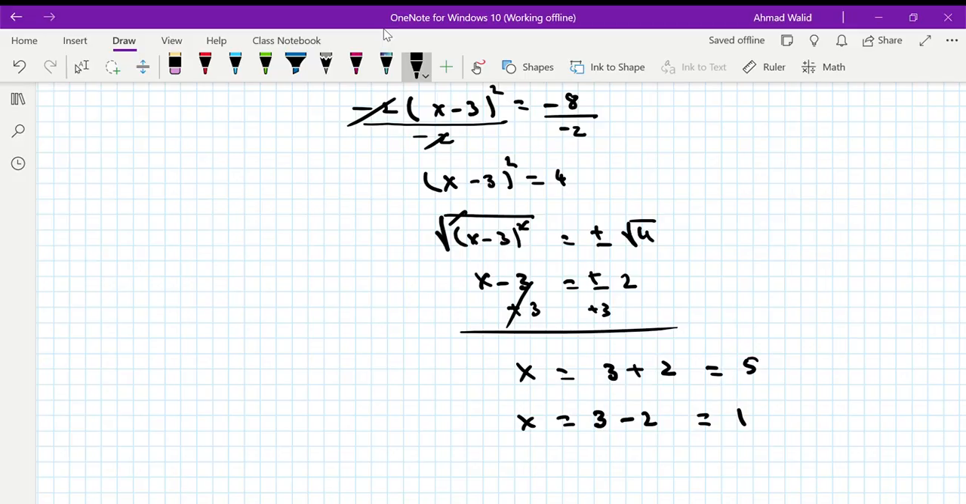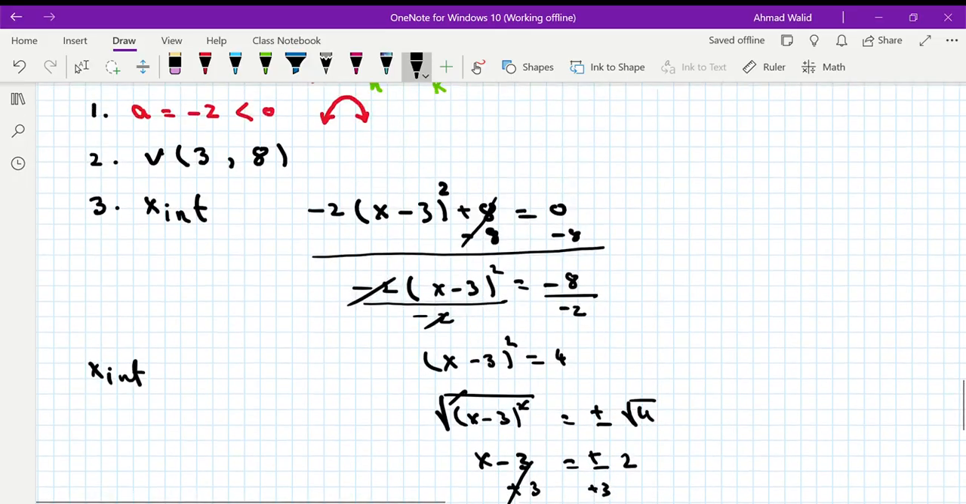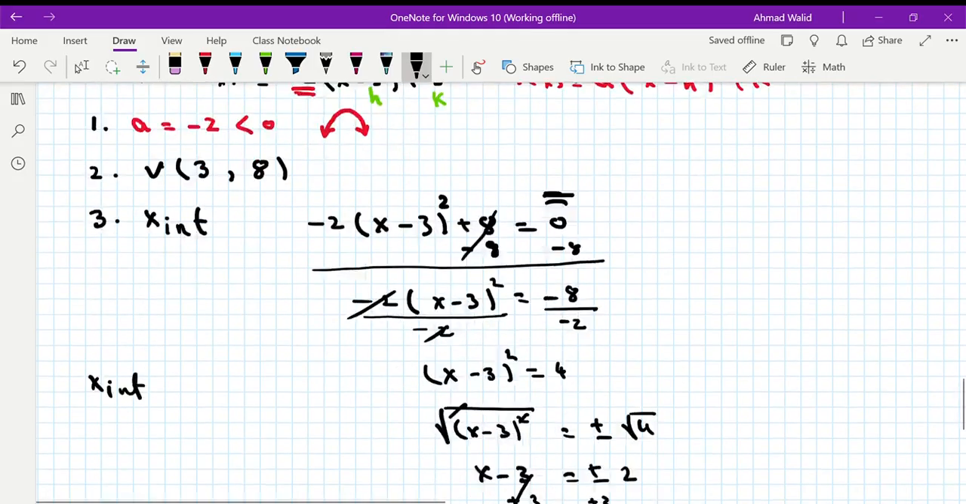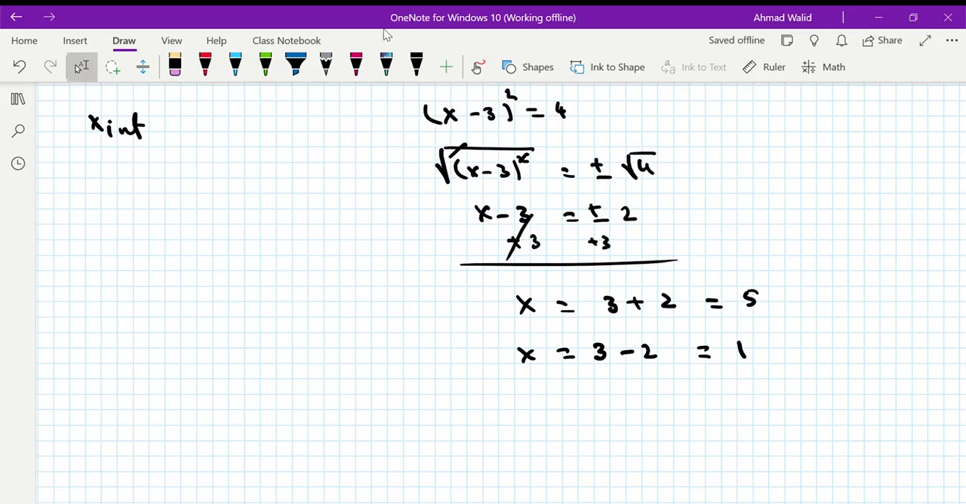Now, where are the x-intercepts? The x-intercept, I told you before, in x-intercept, x has a value, y is always 0. Because of that, you see here, you made it equal to 0. What is this 0? This 0 is actually your y, correct? Then the x-intercepts are at (5, 0) and (1, 0). These are your x-intercepts.